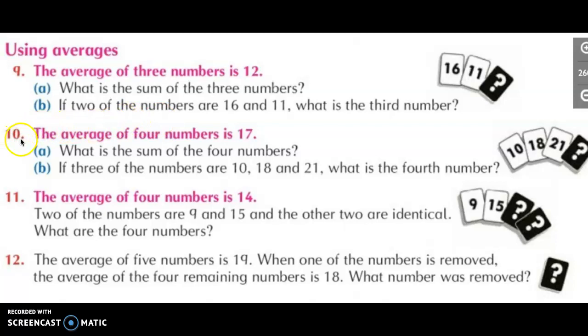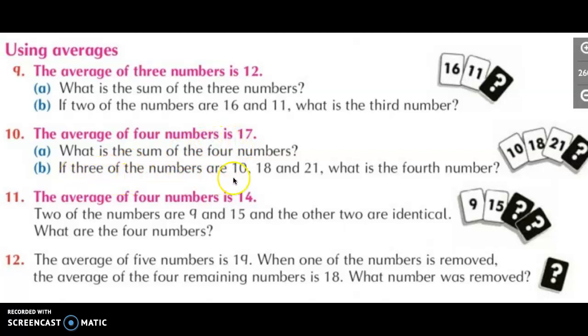Number 10. The average of four numbers is 17. What is the sum of the four numbers? Remember, we had three numbers up here, so I had to multiply 12 by 3. So if I have four numbers down here, I multiply my 17 by 4. Okay?